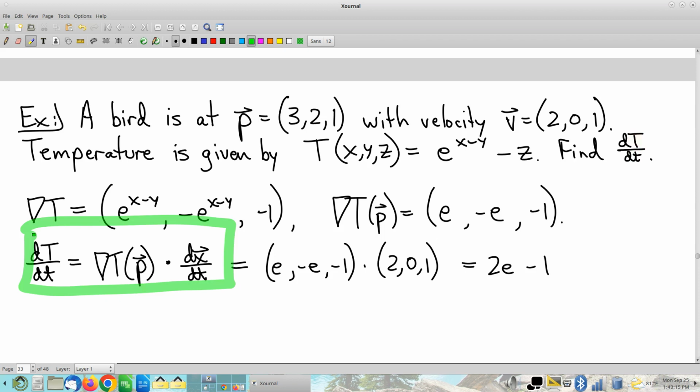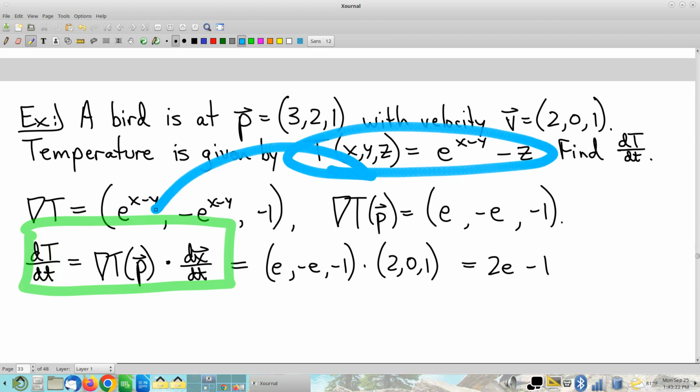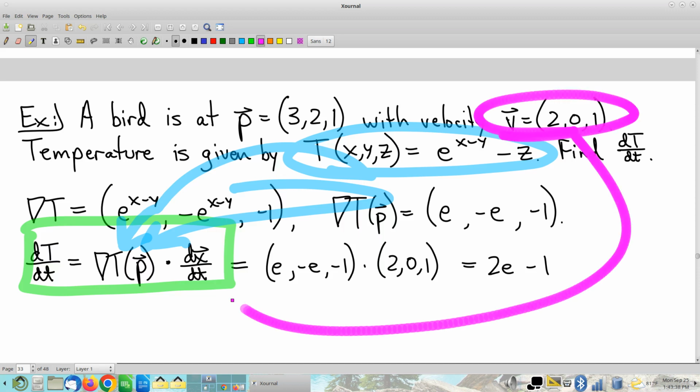So you take the function that you're trying to keep track of the rate of change of, compute its gradient, which you see in that process right there. Take the appropriate partials, plug in the point that you're given, and then dot that with the given velocity vector, which is dx dt. Okay.